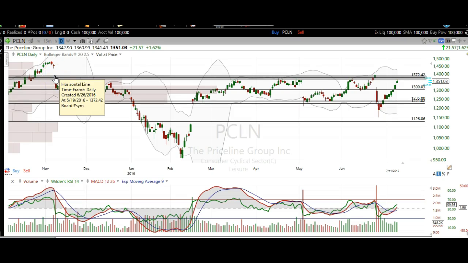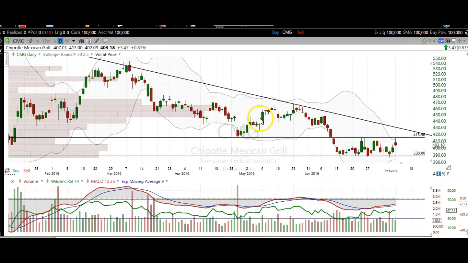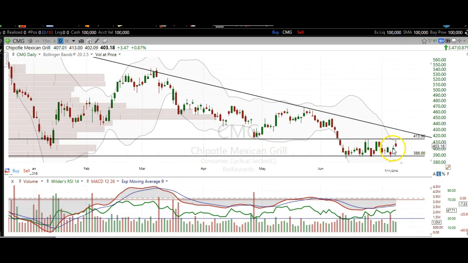Next, I want to cover Chipotle. Chipotle right here, we're trading in a really tight range. We're trading in a box right here. Chipotle is set for a big move. And why are we set for a big move? Well, because we're in this really tight range.